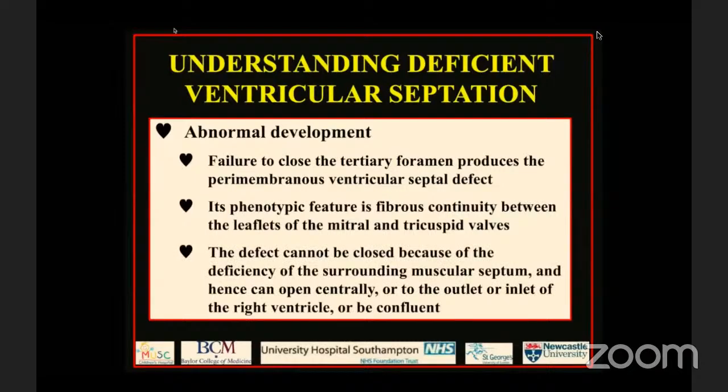And the reason you get a perimembranous defect is because of deficiency of the surrounding muscular septum. And that's why perimembranous defects can open centrally, they can open to the outlet, they can open to the inlet, they can be associated with malalignment, or they can be confluent. Andrew.